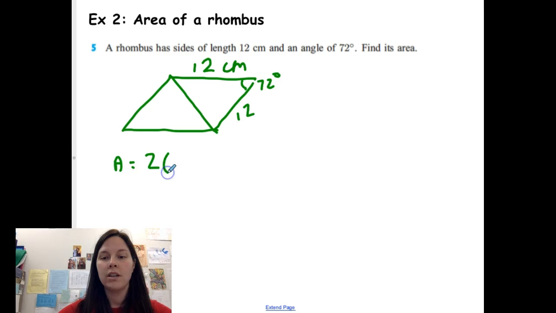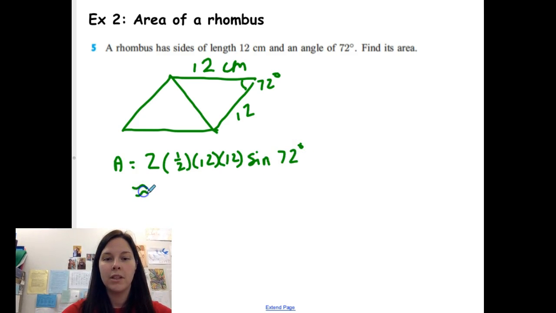So we have the area of the rhombus. There are two triangles that would be 1/2 times the sides times the sine of the included angle. And I got roughly 136.952, again, square centimeters.